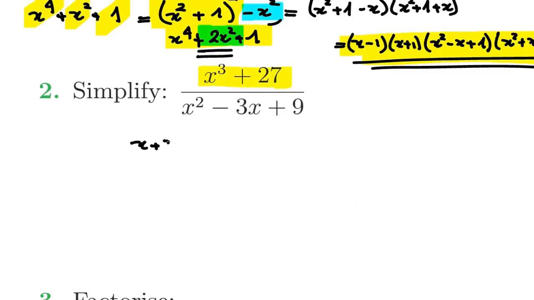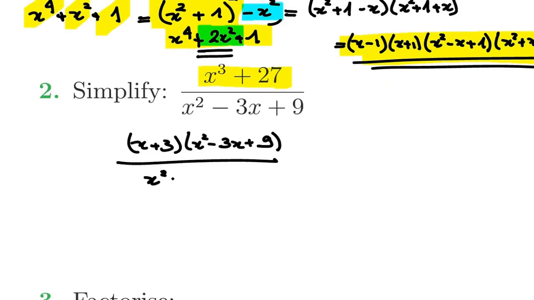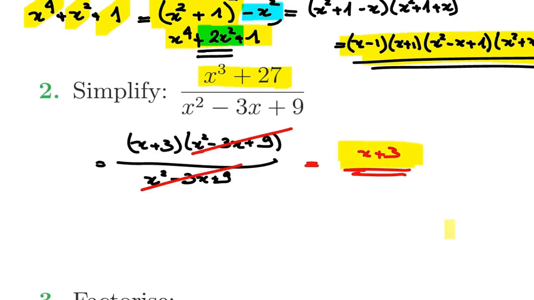X plus 3. We saw 27 as 3 cubed. The first plus the second. The square of the first minus the product of the first and the second plus the square of the second. Below, we have x squared minus 3x plus 9. These cancel out. Our answer is x plus 3. This wasn't very difficult. Let's expand this.